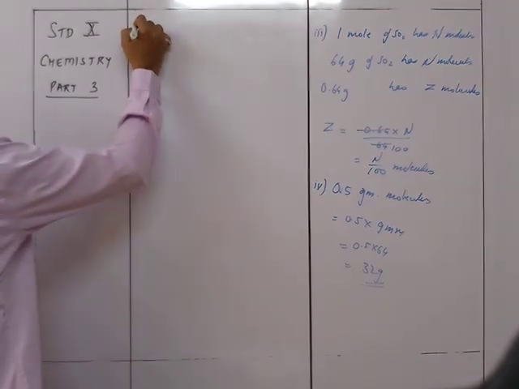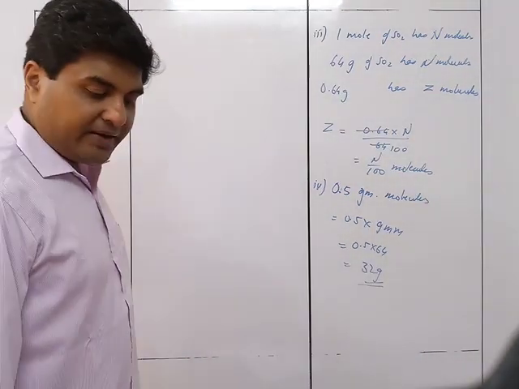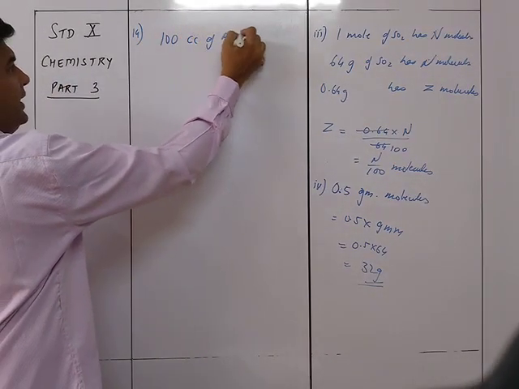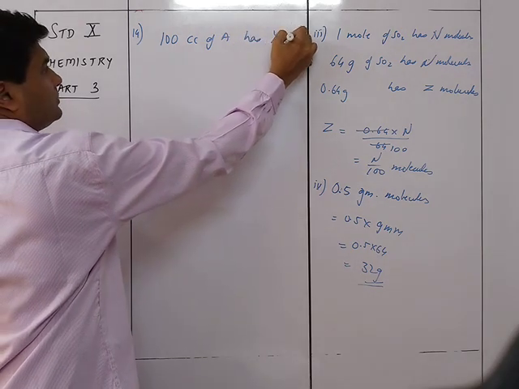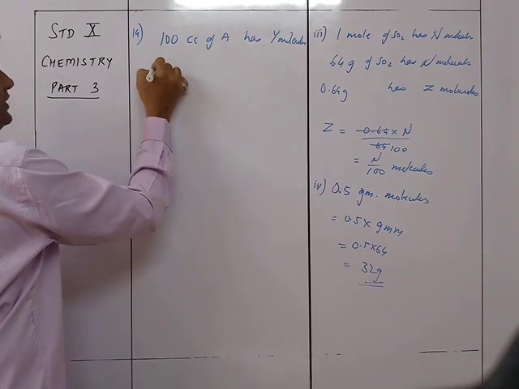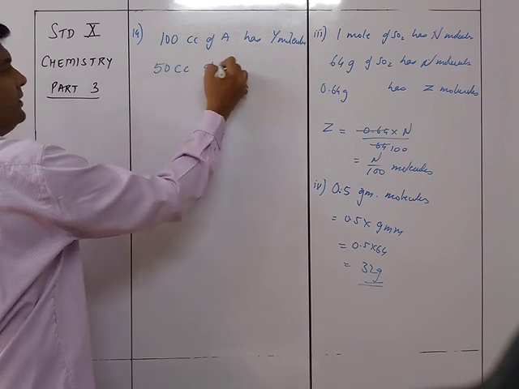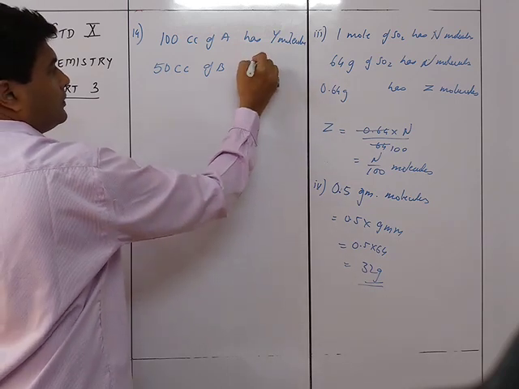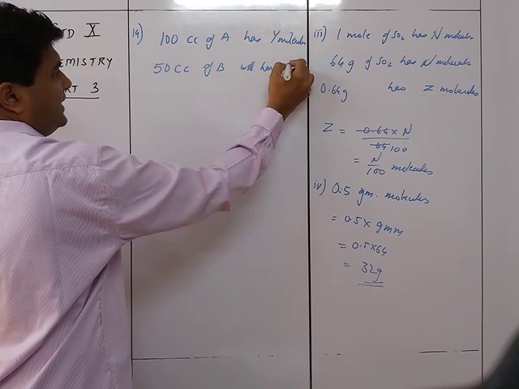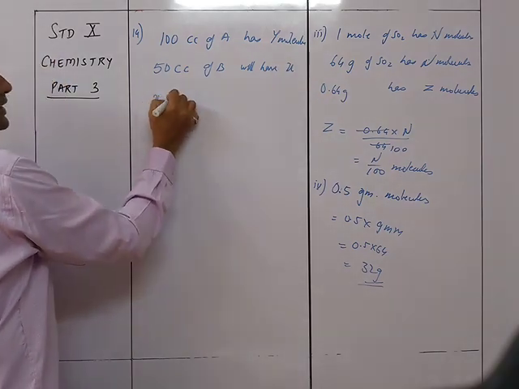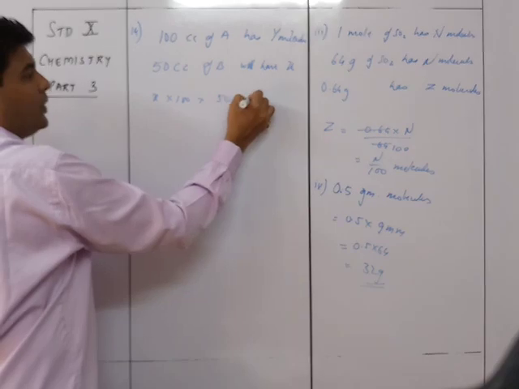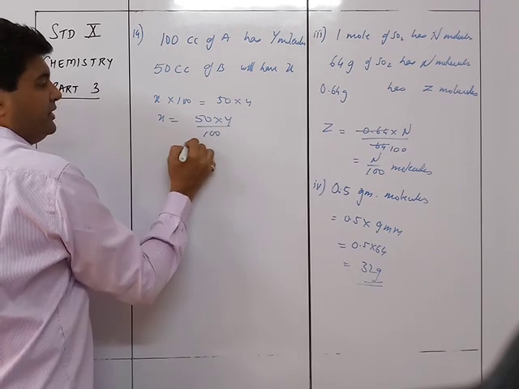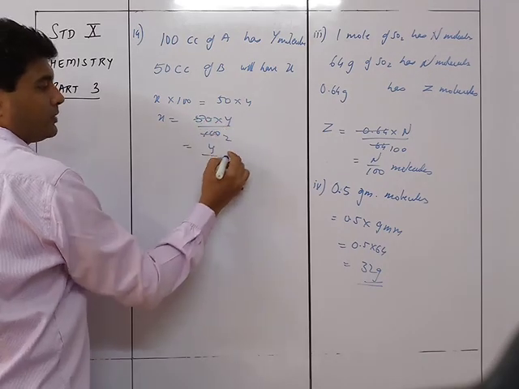So what we have is, if 100 cc of gas A contains Y molecules. So 100 cc of A has Y molecules. So 50 cc of B will have, let's take it as X. So X into 100 is equal to 50 into Y. Therefore X is equal to 50 into Y upon 100, which is Y upon 2 molecules.